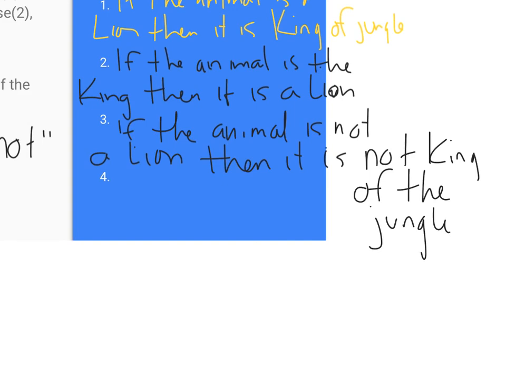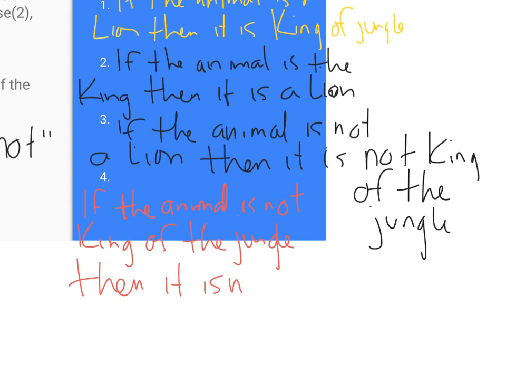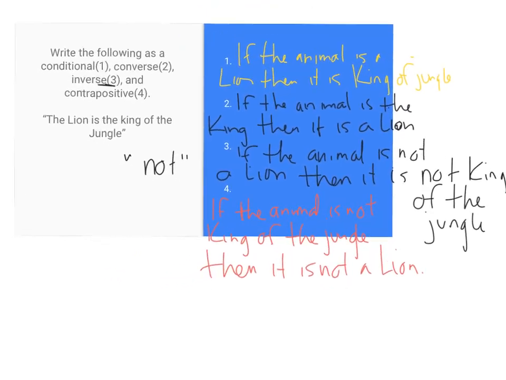And the last piece, change colors here so it's something easier to read. The last piece, if the animal is not king of the jungle, then it is not a lion. So that is all four statements there.